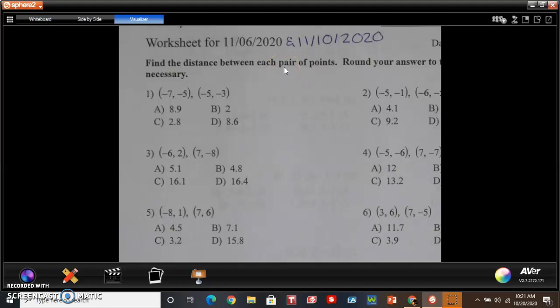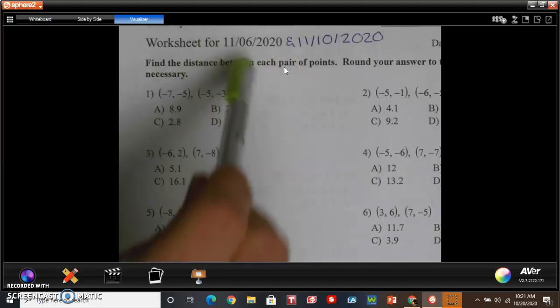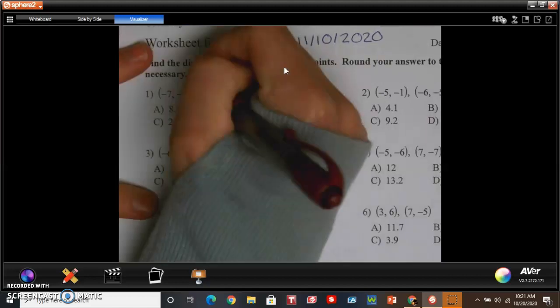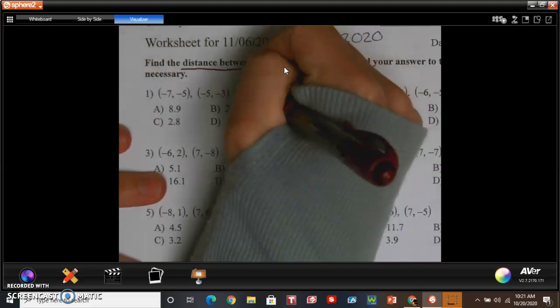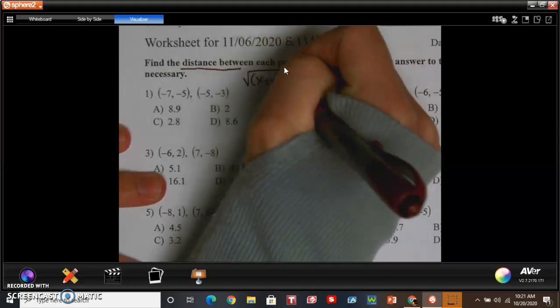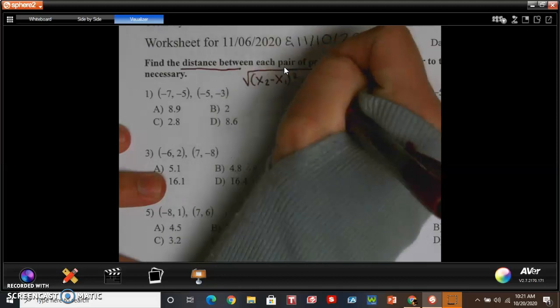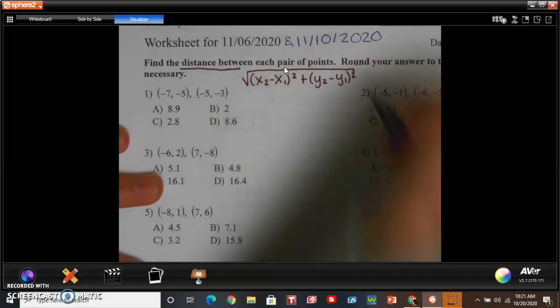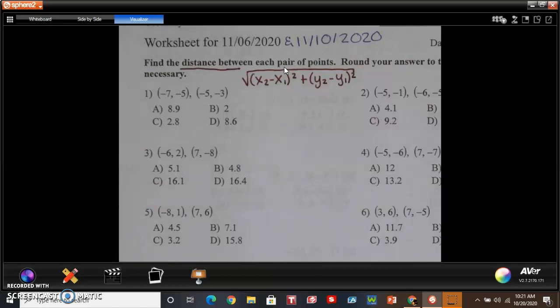All right, so this is for Group B on November 6th and Group A on November 10th. This is from Unit 1. This is distance and midpoint review because I feel like this is something a few of you are still struggling with. So just to review, your distance formula is square root of (x2 minus x1) squared plus (y2 minus y1) squared. All right, we're going to label our points.